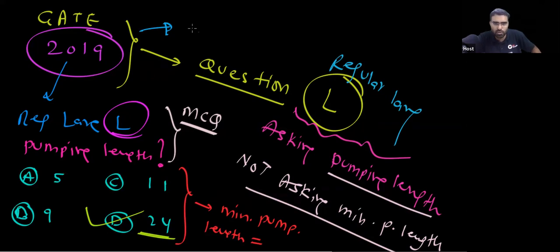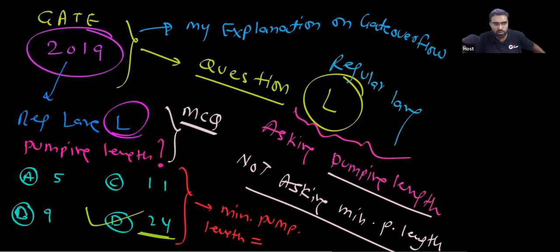But the point is, you can find my detailed explanation on the GATEOverflow website for this question. I have found the minimum pumping length, and I think it was 13 or 14, something like that. Can someone check? I think maybe it was 12. Minimum pumping length, I think that is 12. You can check it out in my explanation.